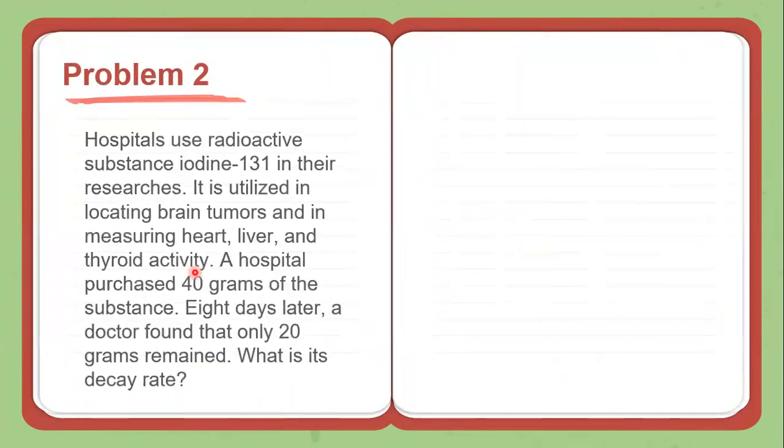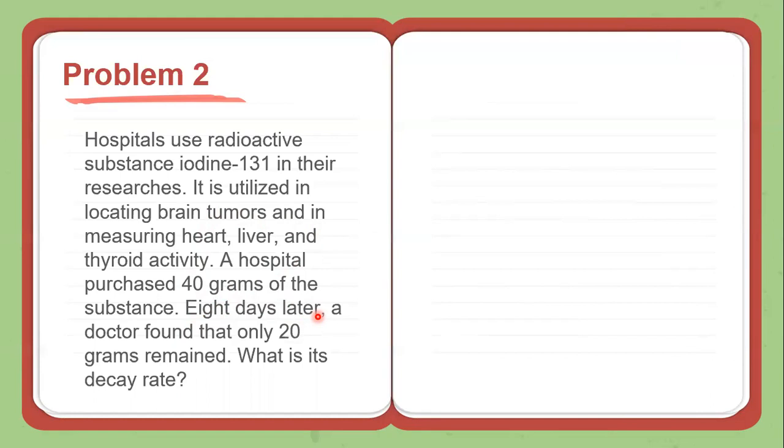let's try another problem. Hospitals used radioactive substance iodine 131 in their researches. It is utilized in locating brain tumors and in measuring heart, liver, and thyroid activity. So we can see how exponential equations apply to the field of medicine and chemistry. So a hospital purchased 40 grams of the substance. 8 days later, a doctor found that only 20 grams remained. What is its decay rate?